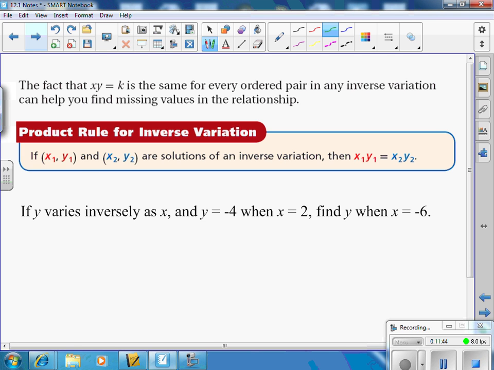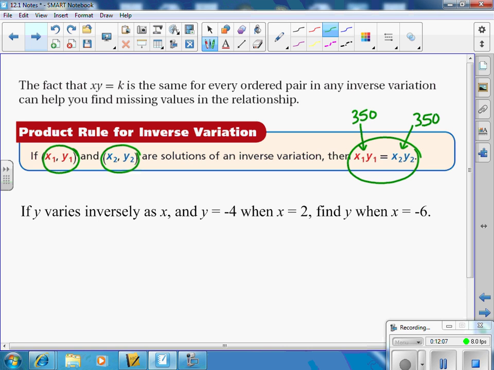We can use this to help find a missing value. So let's say that these are 2 points, x1, y1, and x2, y2. Since they have to be the same inverse variation, we know that this has to be true. Like for the last problem, both of these would have equaled 350. Or for the problem you did with the area, they both would have equaled 12.